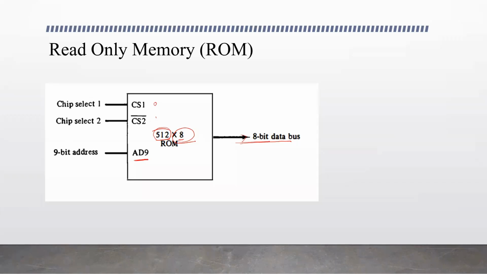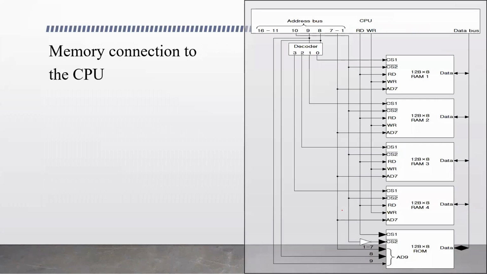As I said, depending on the storage requirement, the memory will have a number of ROM chips and a number of RAM chips combined together to form the actual main memory. So let's see how the memory is connected to the CPU and how the communication between the CPU and this main memory is done.